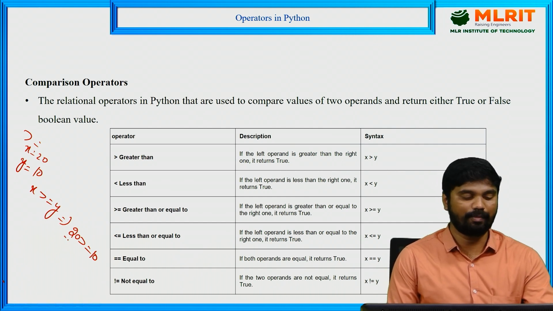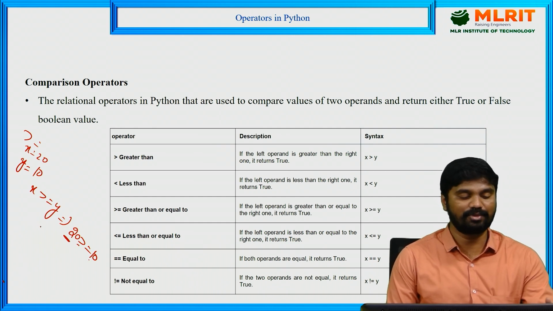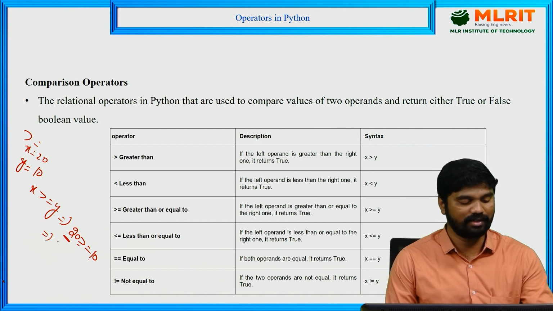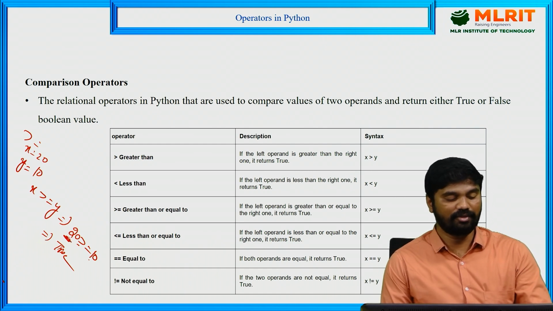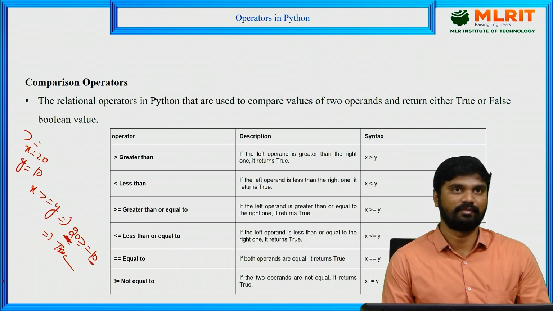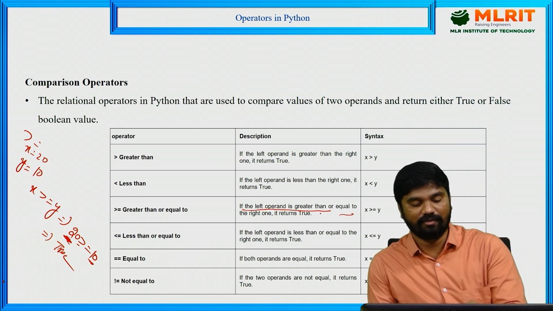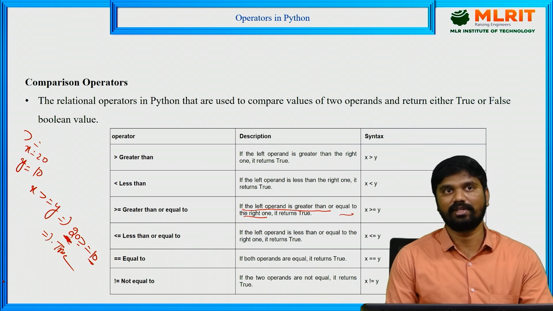If the left operand is either greater or equal, if either one of those becomes true, then the result will be true. Otherwise, the result will be false. So that is about greater than or equal to. Now here, what is the result? It returns true. Why? Because 20 is greater than 10. Maybe it is not equal, but it says if the left operand is greater than or equal to the right operand, if either one of them is true, then the total result returns true.